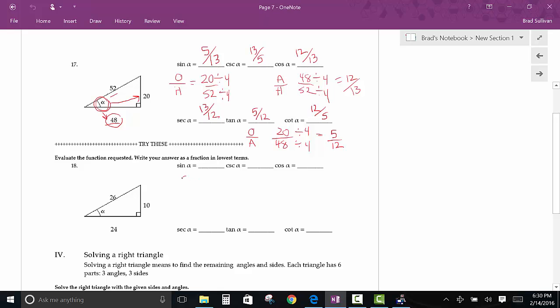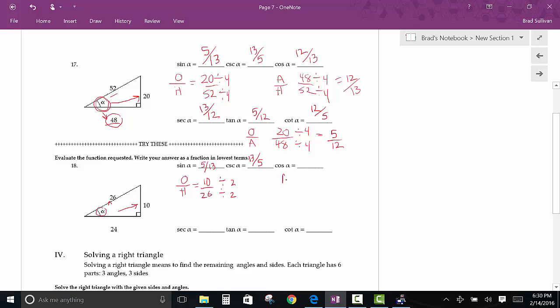Okay, so the sine is opposite over hypotenuse. If you look at that angle, the side opposite is 10. The hypotenuse is the longest side of the triangle, so that is 26. Okay, reduce the fraction. Looks like these both divide by 2, so you should have come up with 5 over 13. The cosecant is the reciprocal of that, so that would be 13 over 5.